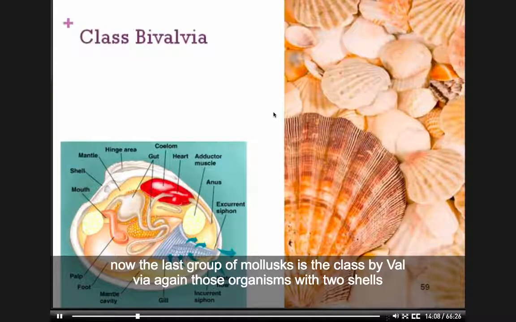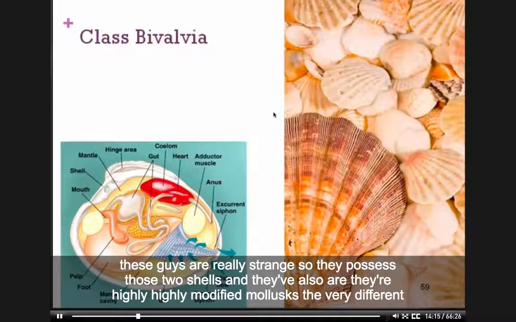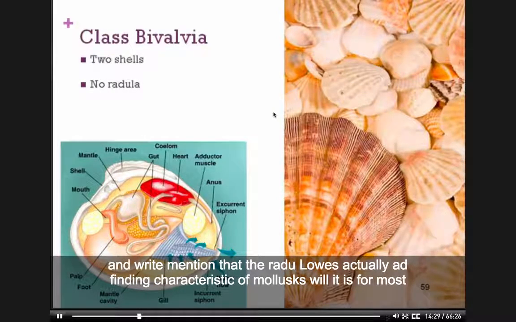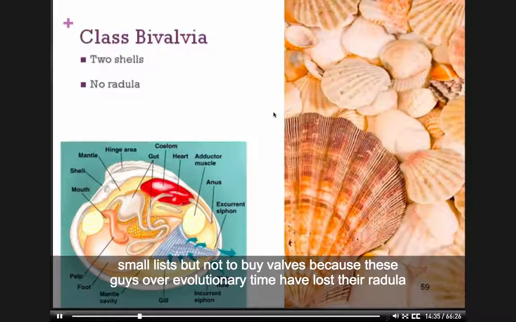Now, the last group of mollusks is the class Bivalvia. Again, those organisms with two shells. These guys are really strange. So they possess those two shells, and they are highly, highly modified mollusks. They're very different from their other mollusk cousins in that they don't have a radula. Remember, I had mentioned that the radula was actually a defining characteristic of mollusks. Well, it is for most mollusks, but not for bivalves, because these guys, over evolutionary time, have lost their radula.